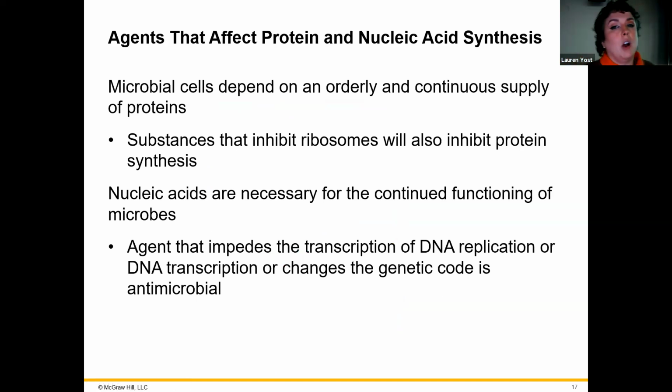All right, obviously, if you're trying to multiply your cells, you're going to need to be able to make DNA and RNA and protein, because every time you make a copy of your cell, you're going to need to rebuild all the parts. So if you can inhibit any of the processes in that, so inhibiting DNA replication or inhibiting transcription or translation, those are processes that some of these chemicals or physical treatments can interfere with.